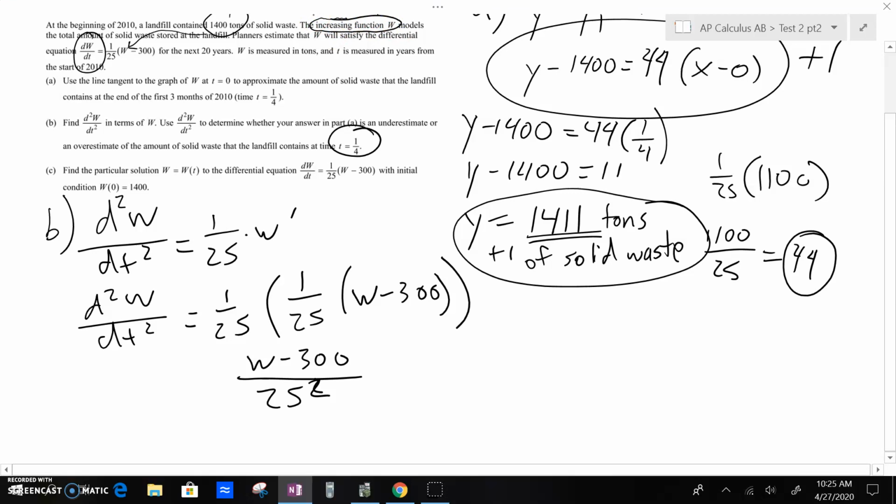I've got an increasing function. I don't actually know what W is. I have no way to get it. I know it starts at 1400 and it increases, which means the numerator here is always positive. I'm not dropping low enough that I'm going to go below 300. And you could use common sense on that because you're adding to a landfill, but specifically calc-wise, they're using this increasing function bit. So that means this second derivative expression is positive.